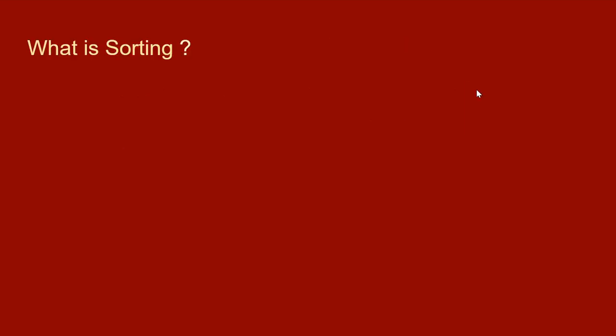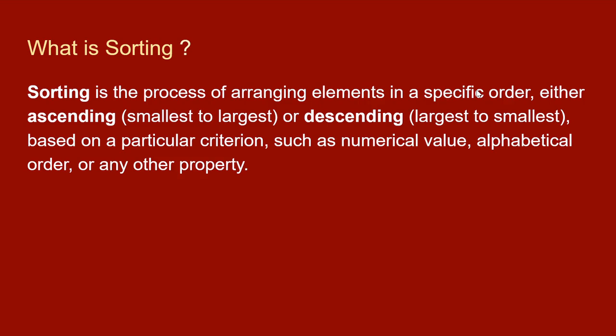What is sorting? Sorting is the process in which we arrange elements in a specific order that can be either ascending, that is from smallest to largest, or descending, that is from largest to smallest. And it can be based on any particular criteria such as numerical value, alphabetical order, or any other property. So that's about the sorting.